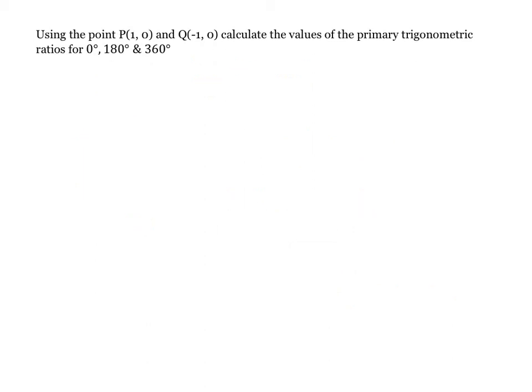Okay, let's try this again, except with different points: (1, 0) and (-1, 0), for 0, 180 degrees, and 360 degrees. So let's draw this in. So here are our axes. P is now (1, 0). So this is point P, (1, 0). This is point Q, (-1, 0). We want 0 degrees, 180 degrees, and 360 degrees.